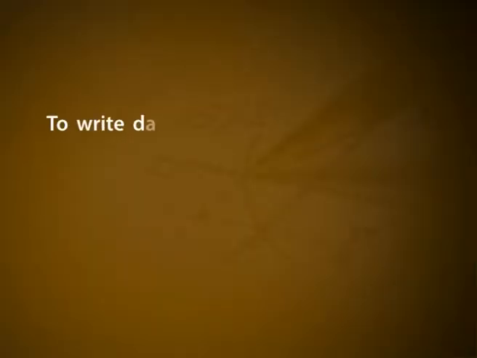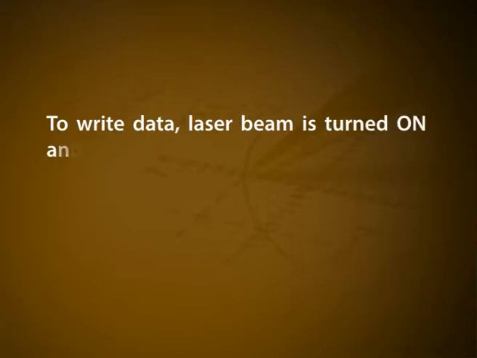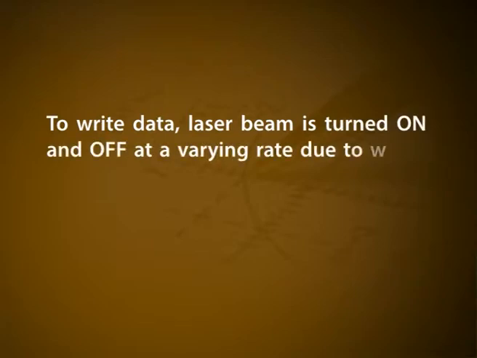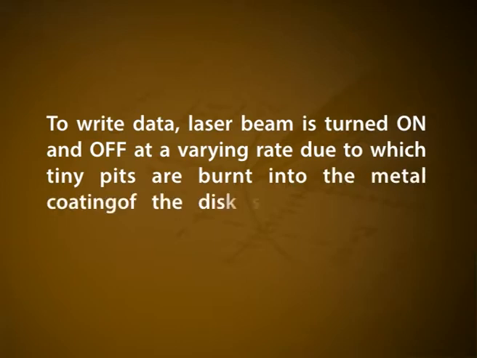An optical disk drive uses laser beam technology for recording or reading of data on an optical disk surface. It has two laser beam sources. One laser beam of greater intensity is used to write data by etching microscopic pits on the disk surface, and another laser beam of lesser intensity is used to read data from the light sensitive disk surface. To write data, the laser beam is turned on and off at a varying rate, due to which tiny pits are burned into the metal coating of the disk surface along its tracks.